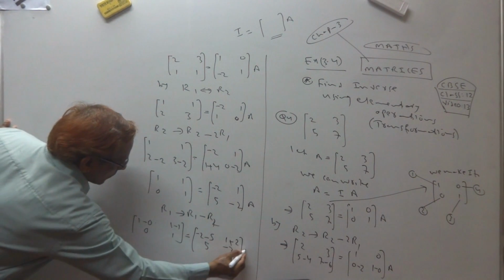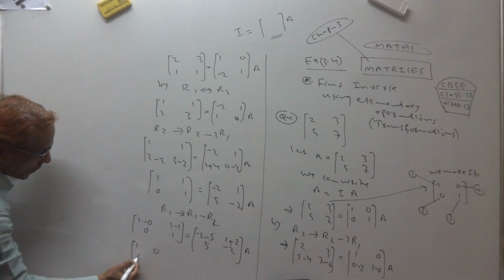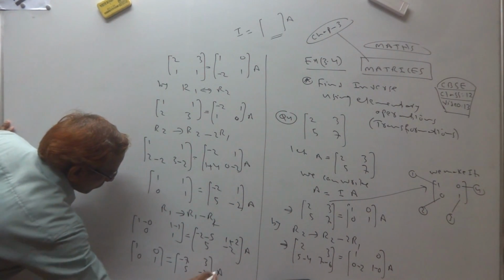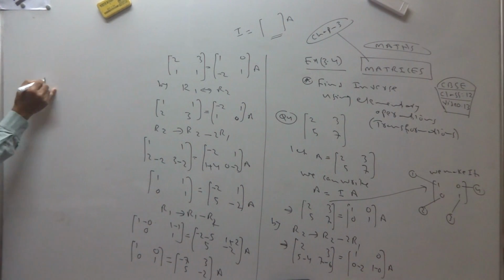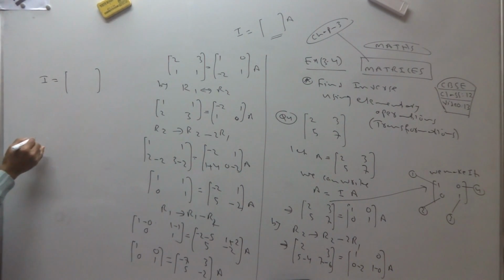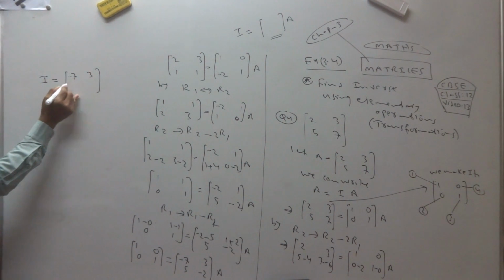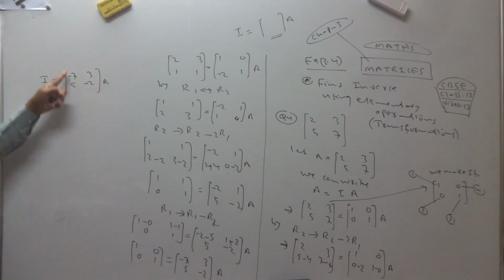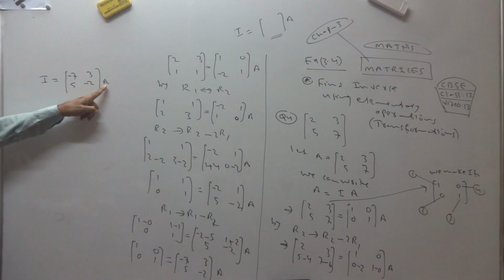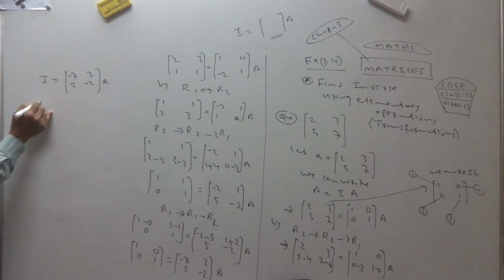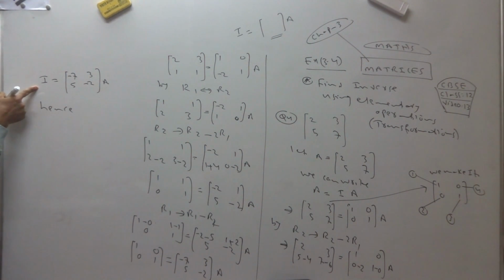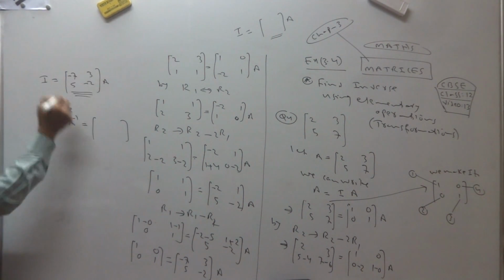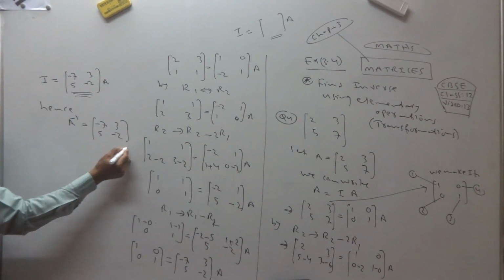So I am getting 1, 0, 0, 1 is equal to 7, 3, 5, 2, with the appropriate signs, minus 7, 3, 5, minus 2, into A. When you get I on the left side, this is called A inverse, because we know that A into A inverse is I. Hence A inverse is 7, 3, 5, 2. Finished.